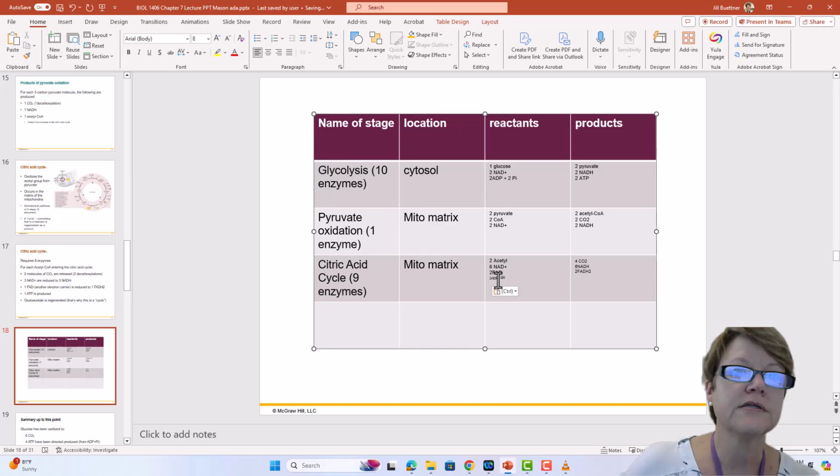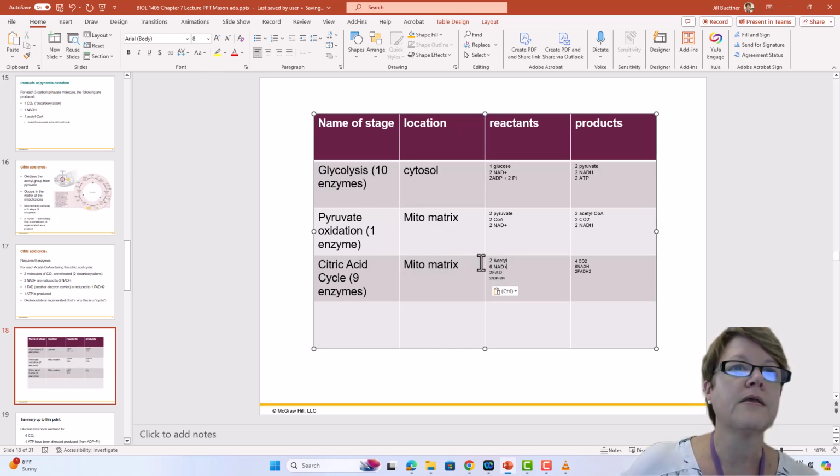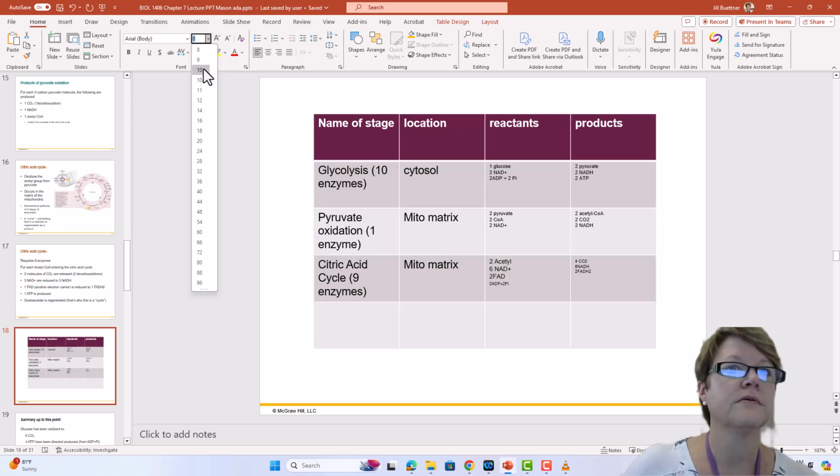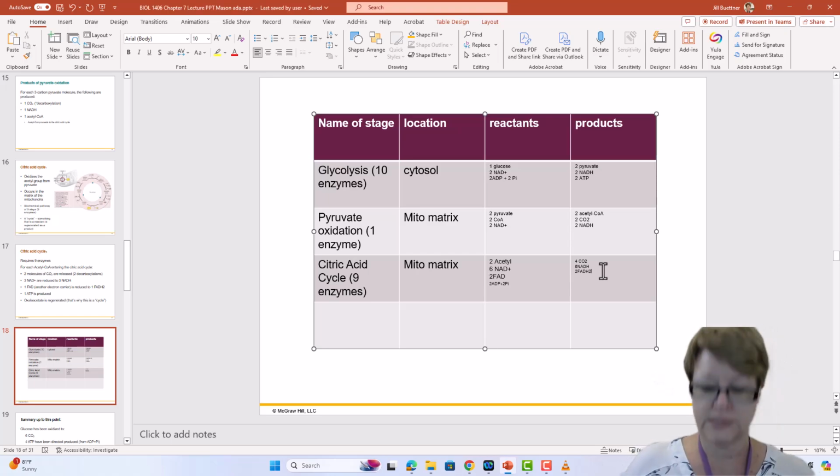And why is that going so small? That yields 2 ATPs. Oh, I don't know why it's doing that. 2 ATPs.